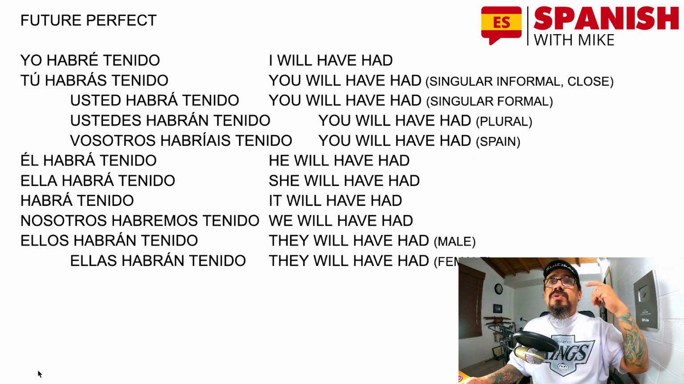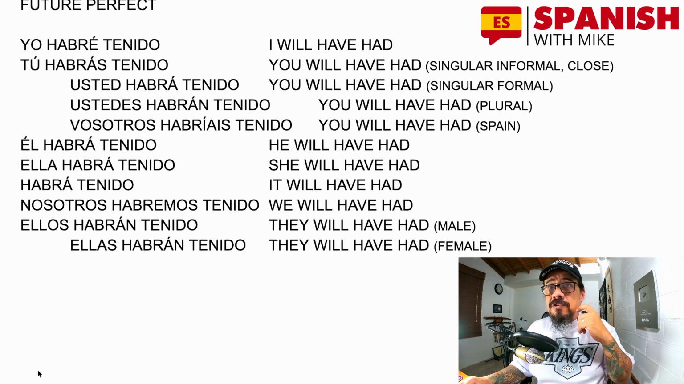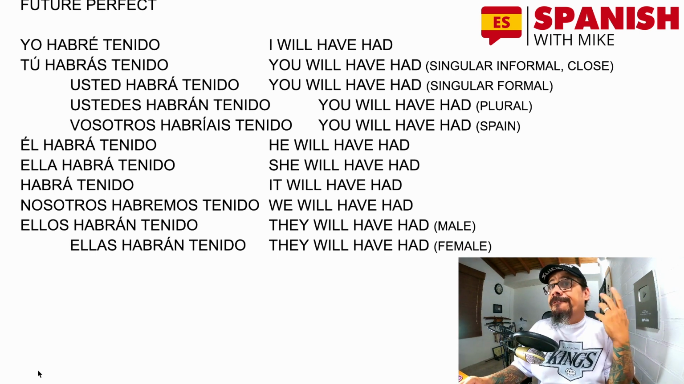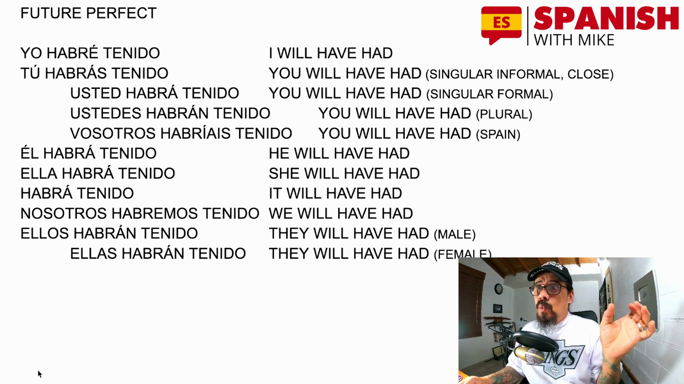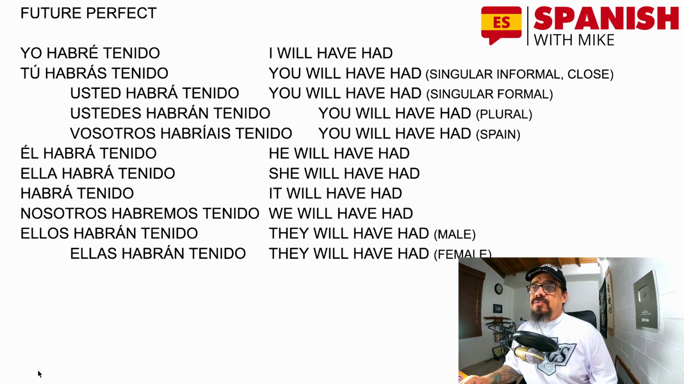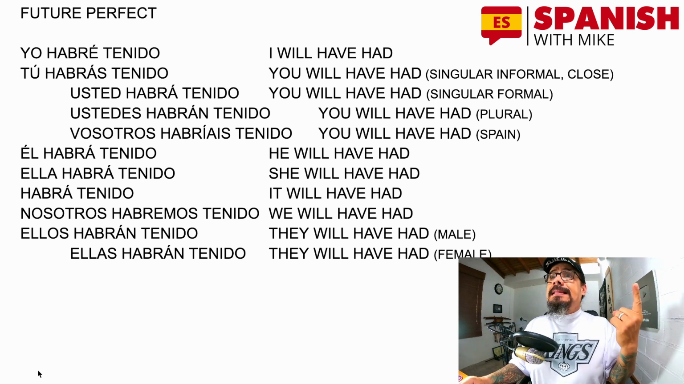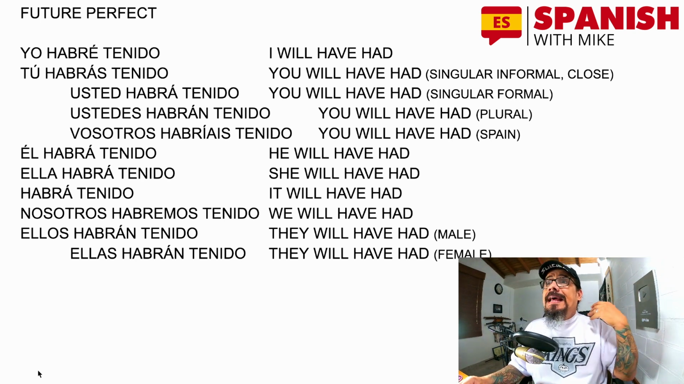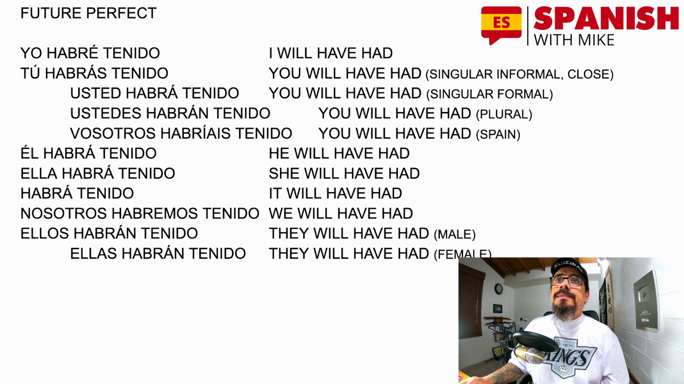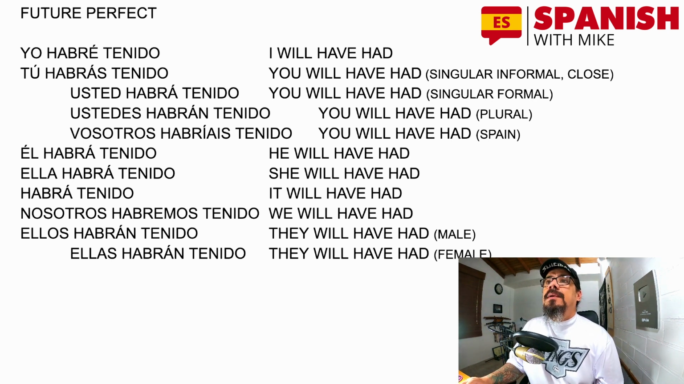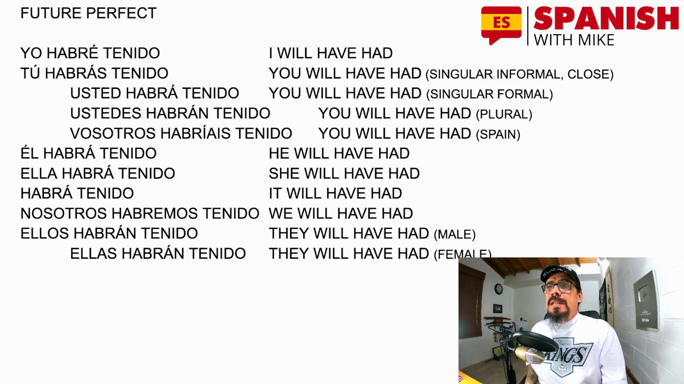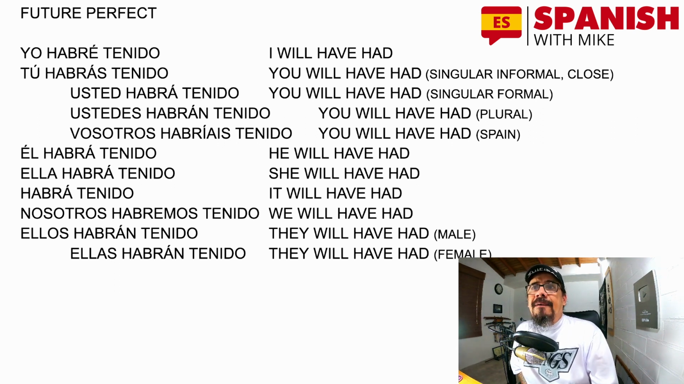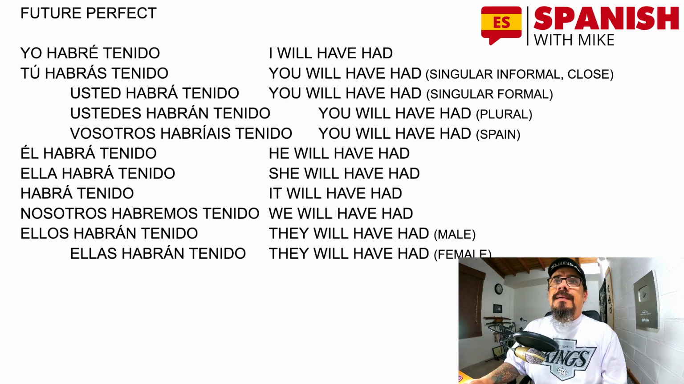If we were going to have the future perfect, it is the same. The conjugation for the future lies on haber, will have, and had is translated as tenido. Yo habré tenido, I will have had. Tú habrás tenido, you will have had, singular, informal, close. Usted habrá tenido, you will have had, singular, formal. Ustedes habrán tenido, you will have had, plural. Vosotros habréis tenido, you will have had, Spain.